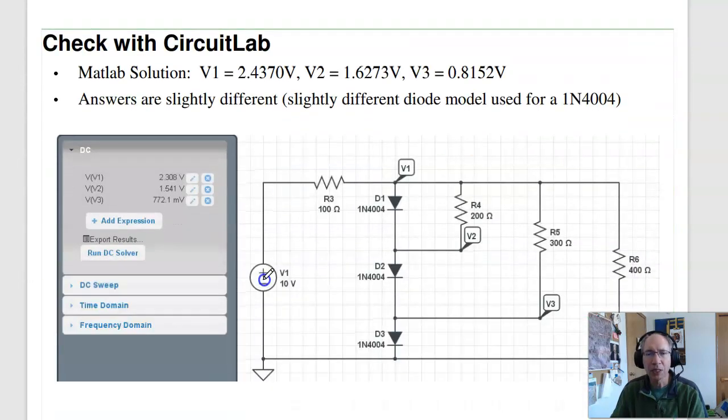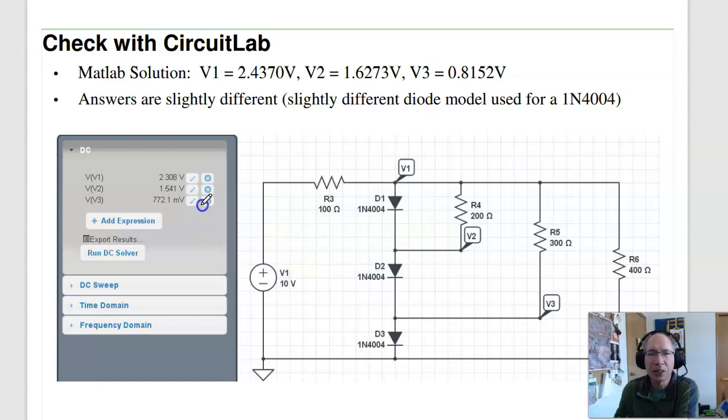In Circuit Lab, I can check: build the circuit, and tell it to solve. What Circuit Lab is doing is exactly the same thing you just did in MATLAB. It's iterating, trying to figure out what voltages make the currents balance. You always have to have conservation of current: current in equals current out. The voltage will be whatever it takes to make the currents balance.